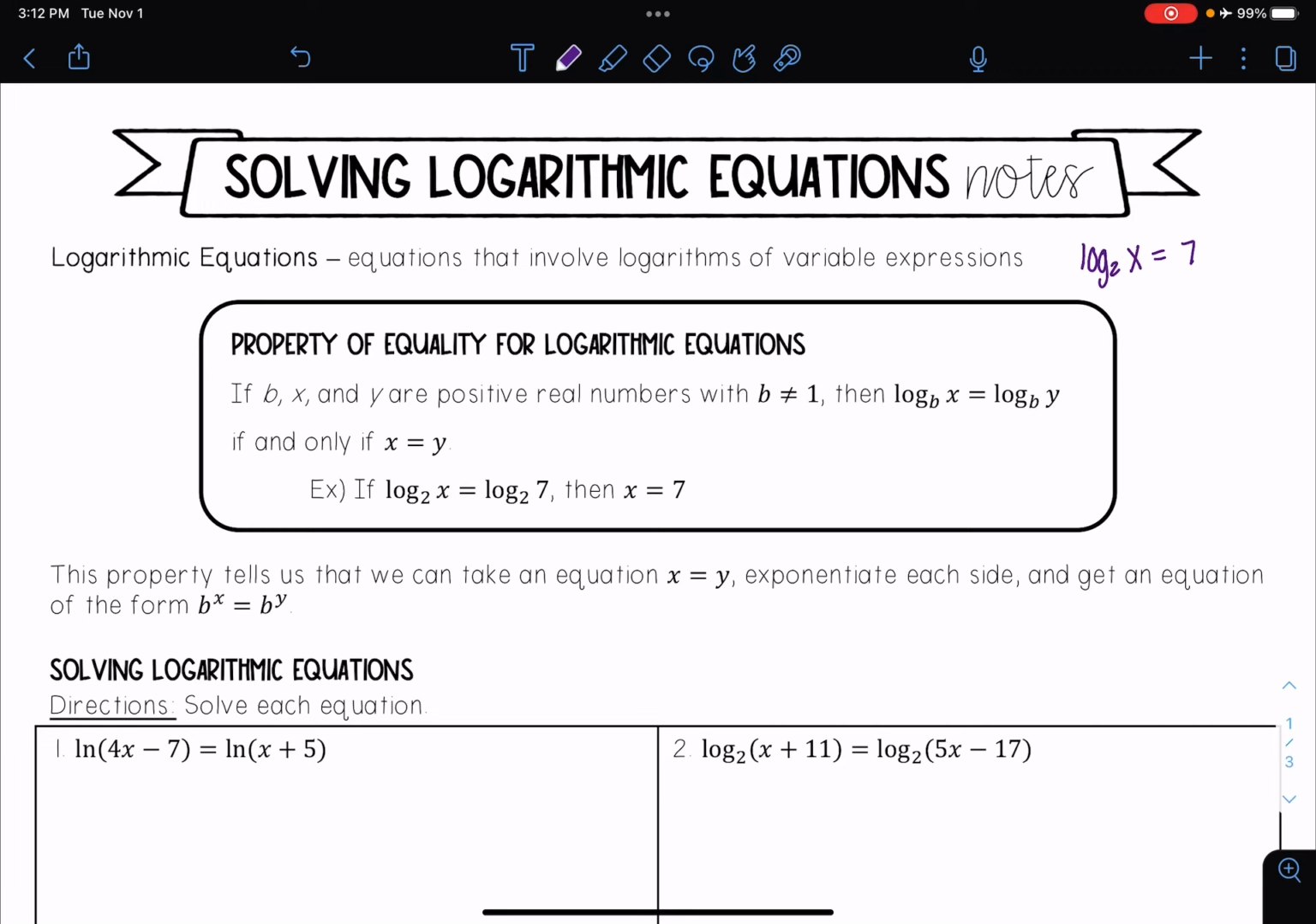This property tells us that we can take an equation x equals y, exponentiate each side, and get an equation of the form b to the x is equal to b to the y. My equation started as x equals y, but now my x and y are instead the exponents of the same base b. We're going to use that concept when solving these equations.